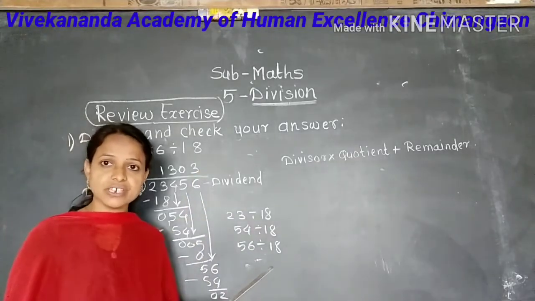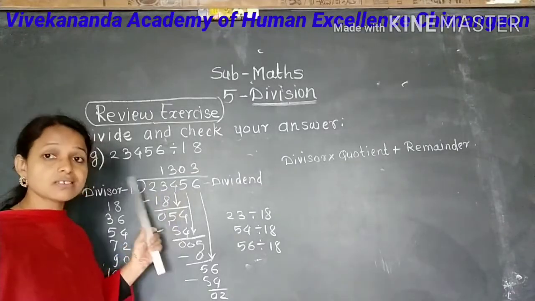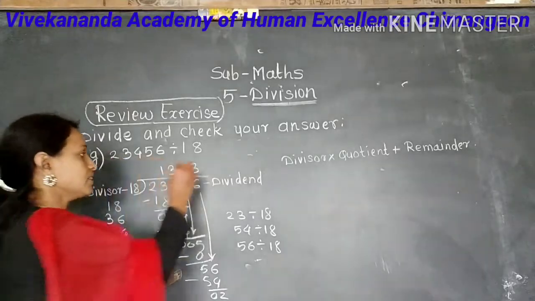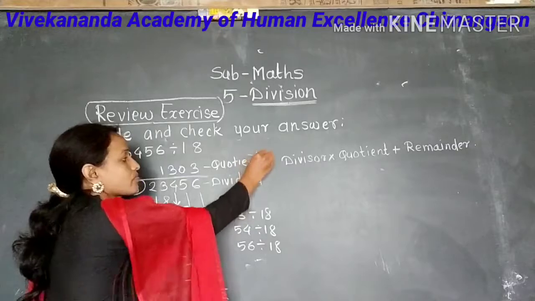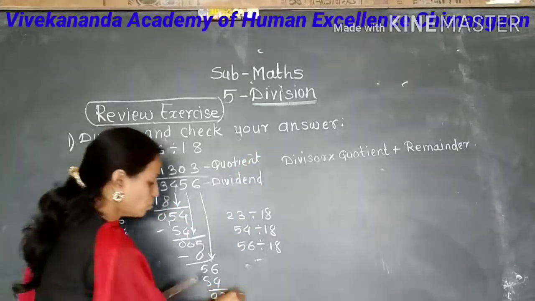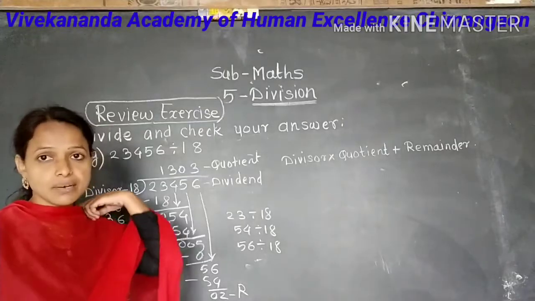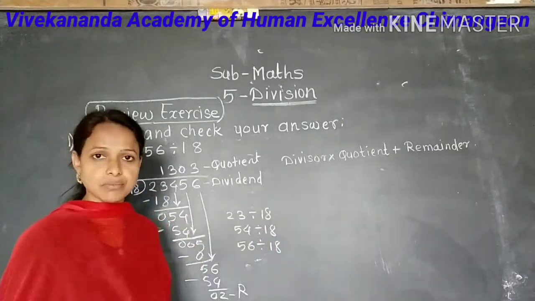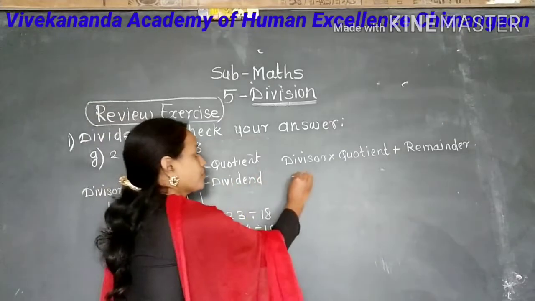Okay, so here the division is completed. Here we divide 23,456 by 18, it gives us quotient 1,303 and remainder 2. Okay, now we check our answer by the division algorithm. Divisor into quotient plus remainder. Now we will put the value of divisor, quotient and remainder.